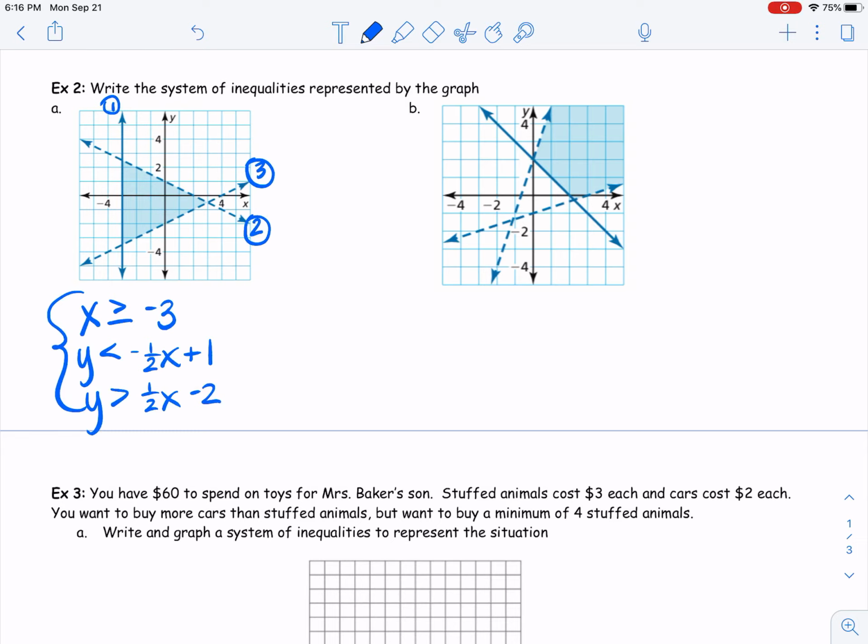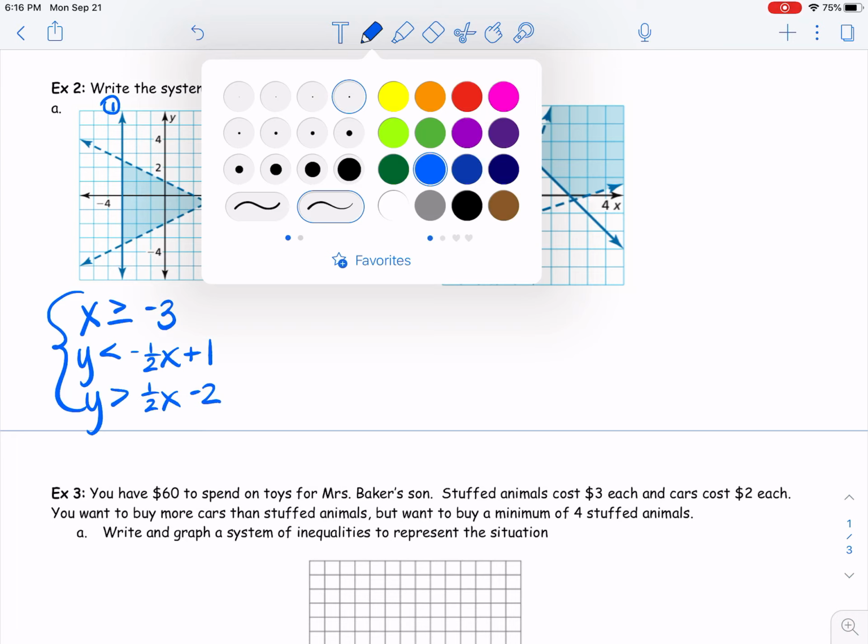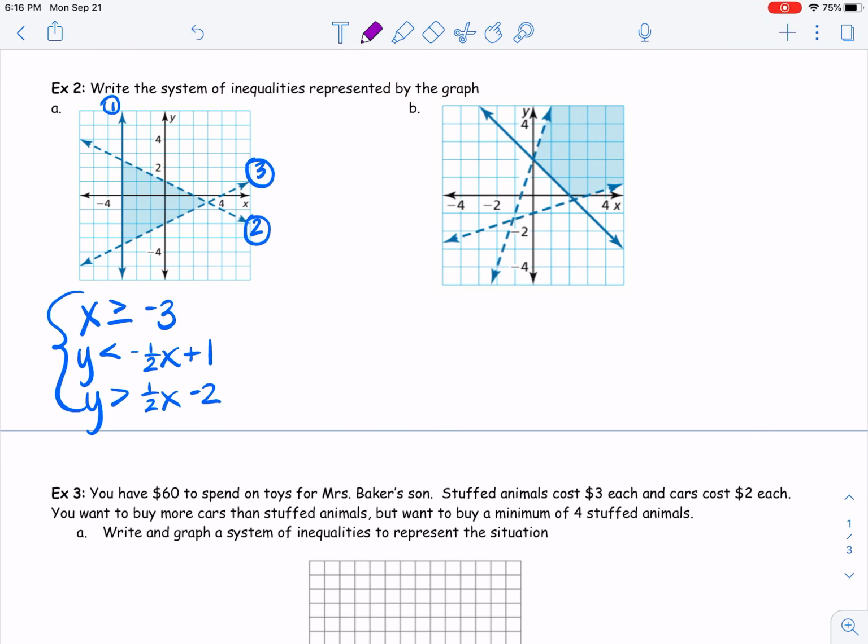Not too bad. When I move on to the second problem, I notice that I also have 3 lines. One of them is solid, the other 2 are dashed. Remember, it doesn't really matter where you begin. I'm going to begin with that solid line. It's going to be a greater than or equal to because it's shaded above the line, so y is greater than or equal to. And then I have a -1 slope, so negative x, and a positive 2 y-intercept, so negative x plus 2.